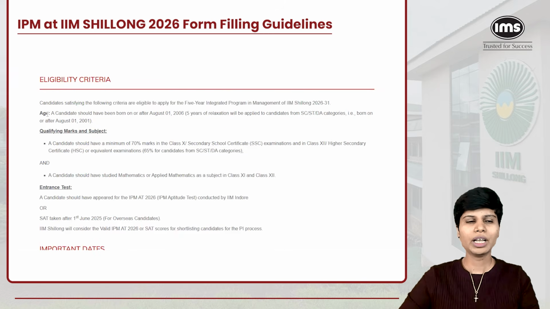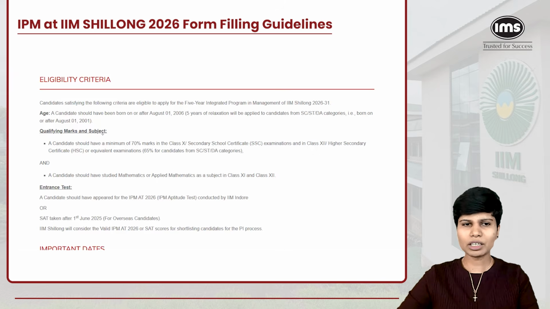First of all, see the age: the candidate should have been born on or after August 1, 2006. And 5 years of relaxation will be applied for candidates from SC, ST, and DA category, so they could have been born on or after August 1, 2001.